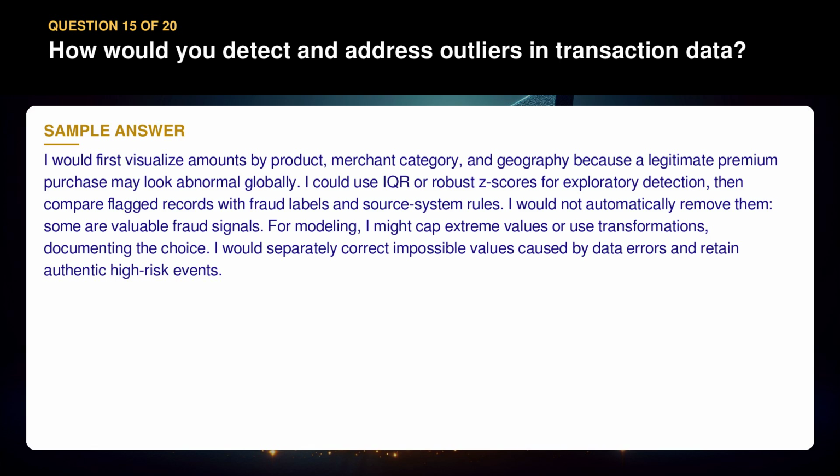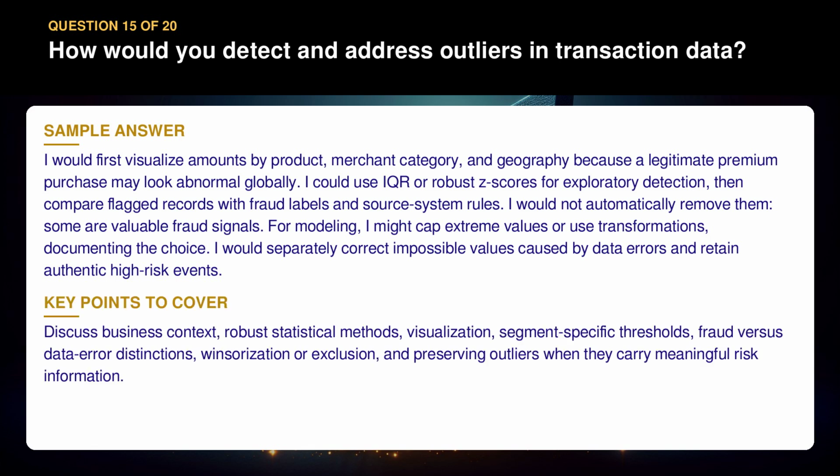For modeling, I might cap extreme values or use transformations, documenting the choice. I would separately correct impossible values caused by data errors and retain authentic high-risk events. Discuss business context, robust statistical methods, visualization, segment-specific thresholds, fraud versus data error distinctions, Windsorization or exclusion, and preserving outliers when they carry meaningful risk information.